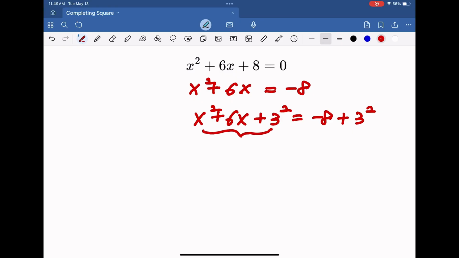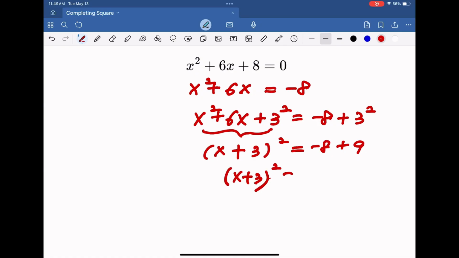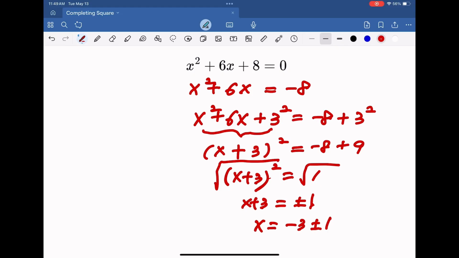So x squared plus 6x plus 3 squared is (x plus 3) squared equals negative 8 plus 9. Now (x plus 3) squared equals 1. You take the square root of both sides, giving you x plus 3 equals plus or minus 1. The square root of 1 is just 1. Now you subtract 3 from both sides, so negative 3 plus or minus 1.